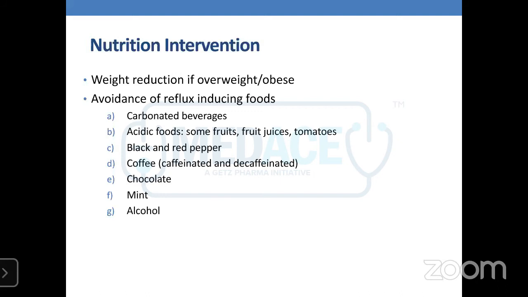Coffee and caffeinated beverages relax the esophageal sphincter and increase the tendency of the gastric contents to flow back into the esophagus. And chocolates contain a chemical called methylxanthine from the cocoa tree, which is similar to caffeine, and it also relaxes the lower esophageal sphincter, which causes acid reflux. Mint and alcohol are also associated with relaxation of the lower esophageal sphincter.